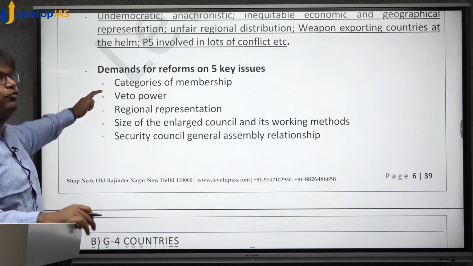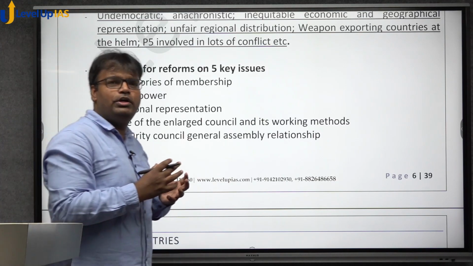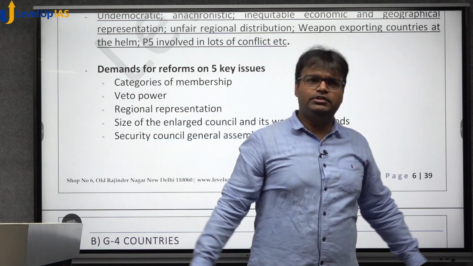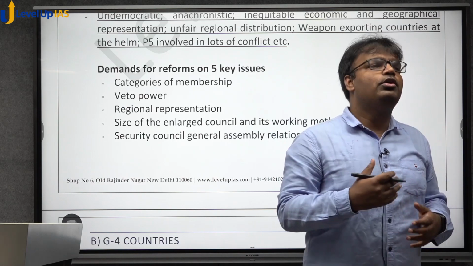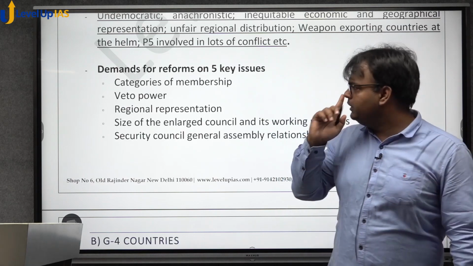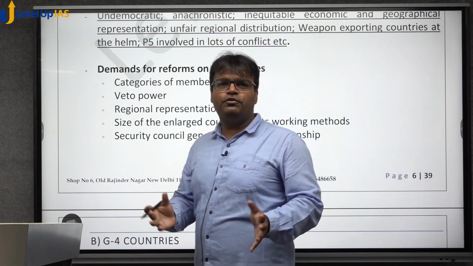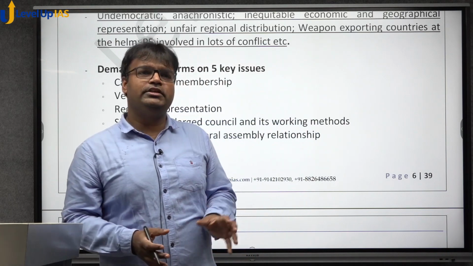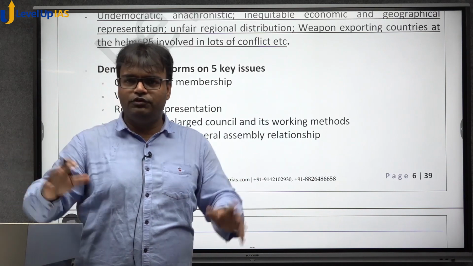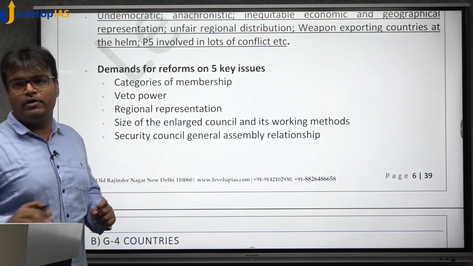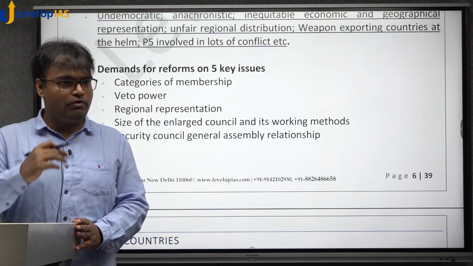Now, what kind of reforms are being demanded? Because in the United Nations General Assembly, there are various different kinds of countries with different interests. Demands are also of different types. Some countries want that the categories of membership, permanent, non-permanent, should be done away with. Some countries are saying that permanent members should remain there, non-permanent members should increase in numbers. There are demands related to veto power. Should anyone have veto power at all? Or should non-permanent members also have veto powers?